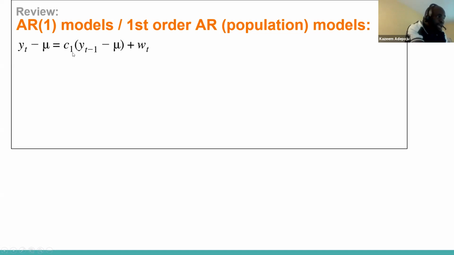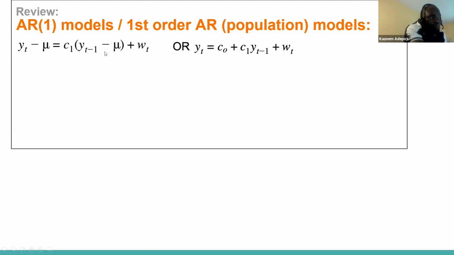Now, if you look at what I have right here, this is basically the population model for the AR1. So this is the first order AR model. And I told you what you have right here is the mean, a theoretical mean, the population mean, and C1 right here, of course, is the parameter, you can see the C1 now, and this WT is actually a white noise.